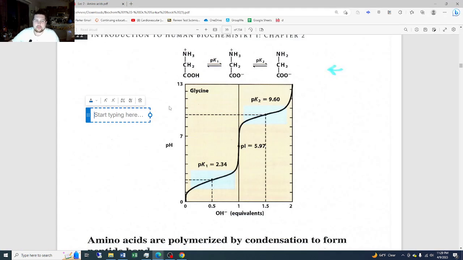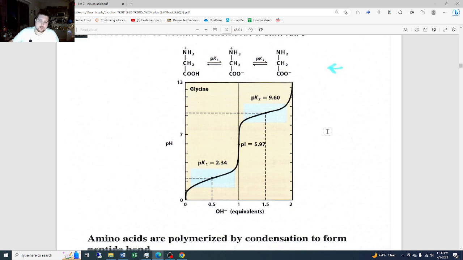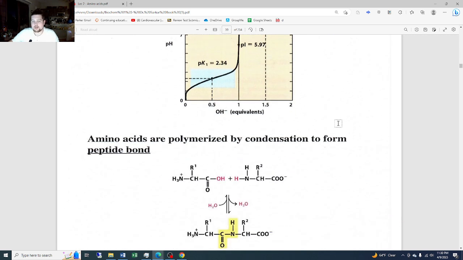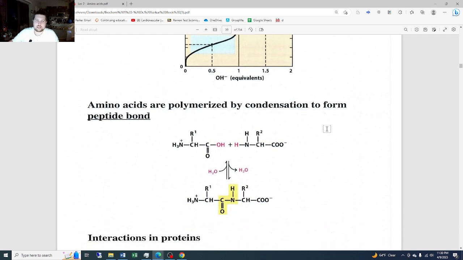It might not be the most important thing, but understanding what each of these individual things mean, what the pK1 versus the pI, the pK2, what those mean, could help somebody really understand this a lot better and be able to answer whatever questions the teacher might ask about those.